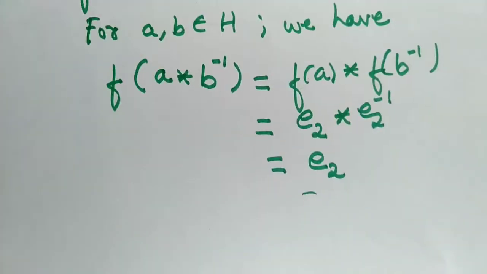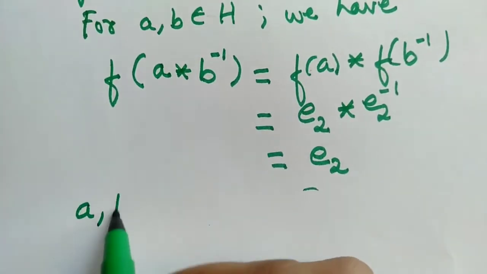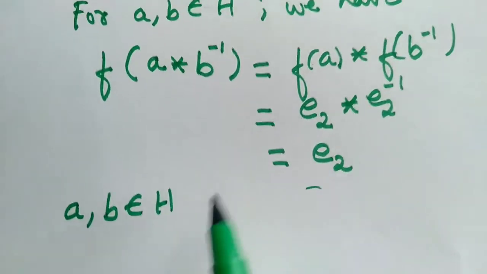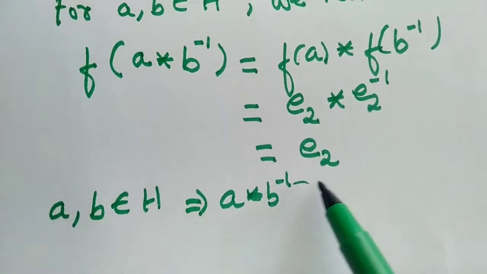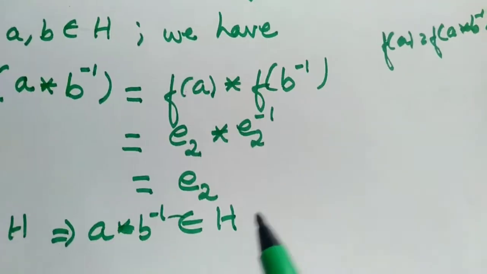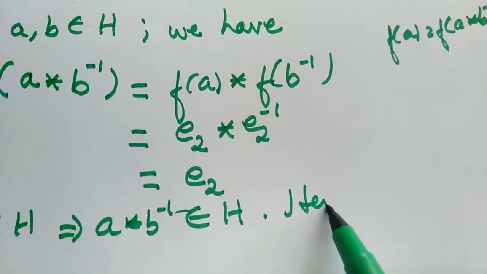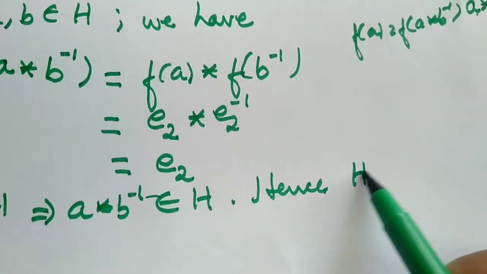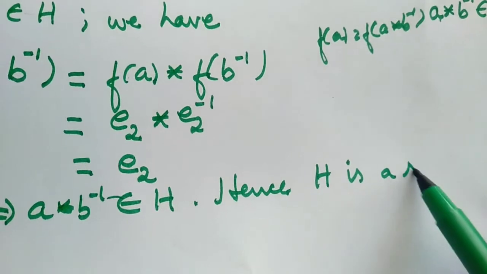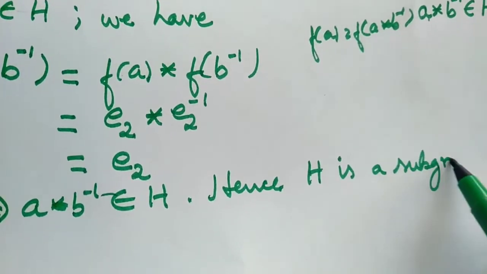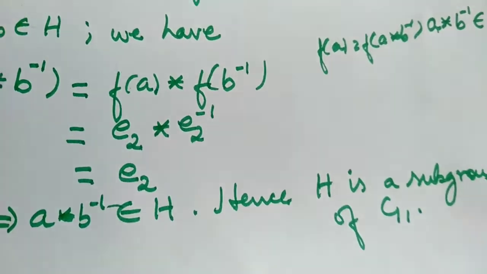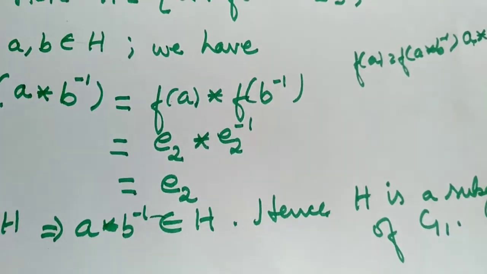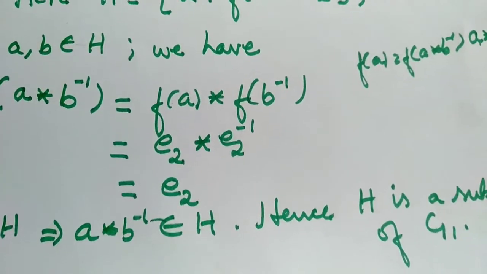Thus, A, B belonging to H implies A star B inverse belongs to H. Hence, H is a subgroup of G1. Next, we have to prove that it is a normal subgroup of G1.